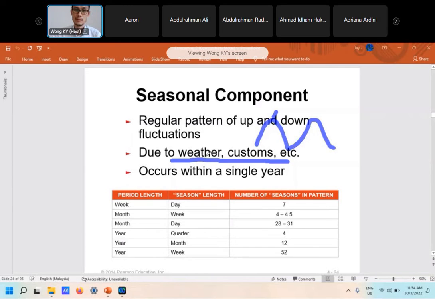Not only weather, it is also sometimes affected by custom. For example, in Malaysia and Indonesia during Raya, or during Deepavali, during Chinese New Year, demand for clothing will also increase because people tend to wear new clothes during all these festive seasons.